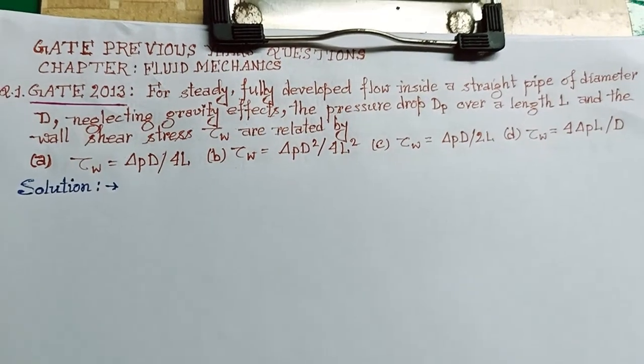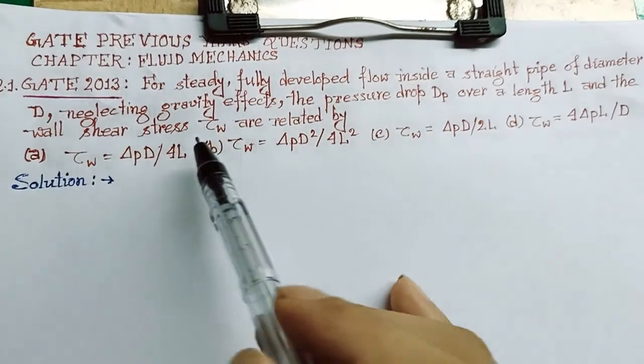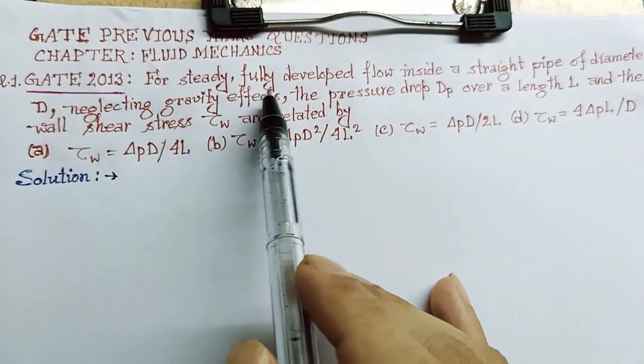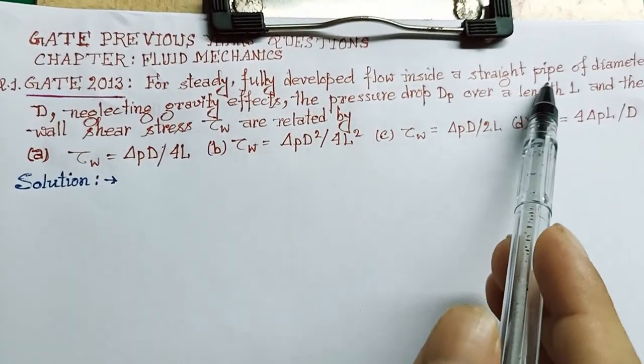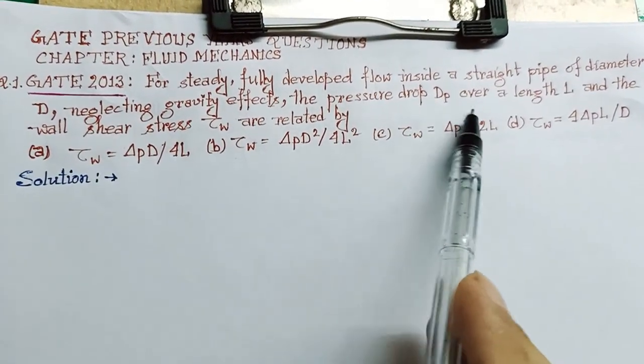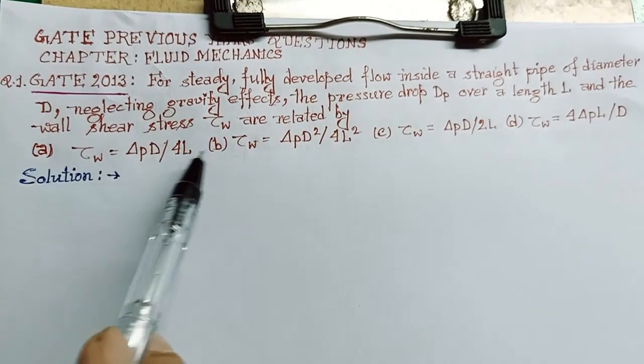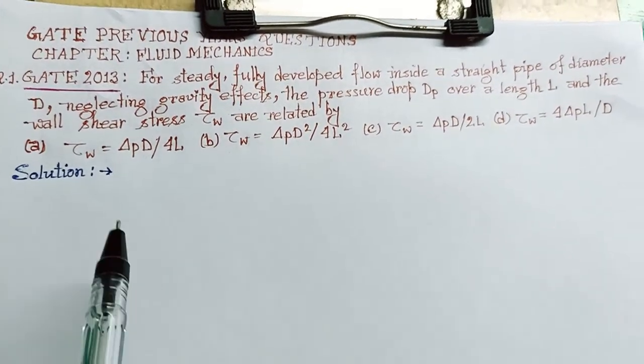Here is a question from GATE 2013 from fluid mechanics. In this question, it is given that for a steady, fully developed flow inside a straight pipe of diameter d, neglecting the gravity effects, the pressure drop del P over a length L and wall shear stress tau W are related by these four options.